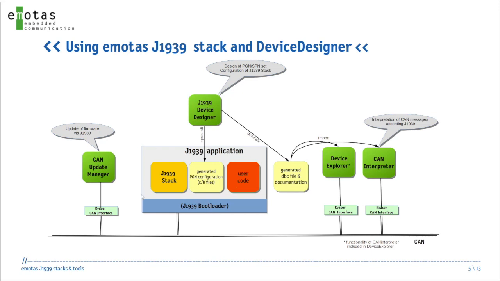Well, once you have your application ready, you might want to monitor the CAN messages. Looking at the raw CAN data is the first step, but it's always easier if you have tools which are able to interpret the CAN messages according to J1939. Both our CAN interpreter and our Device Explorer are able to interpret J1939 messages with a so-called J1939 extension. And both of these tools use Quasar CAN interfaces, so you can use your Quasar CAN interfaces for them.